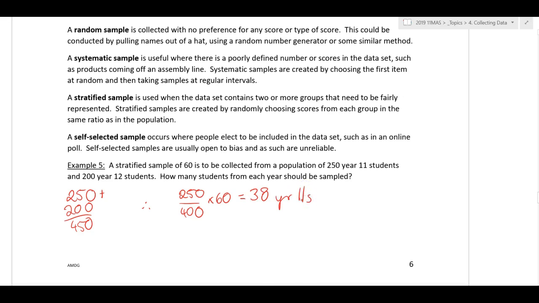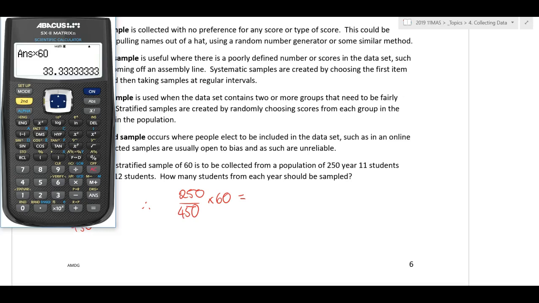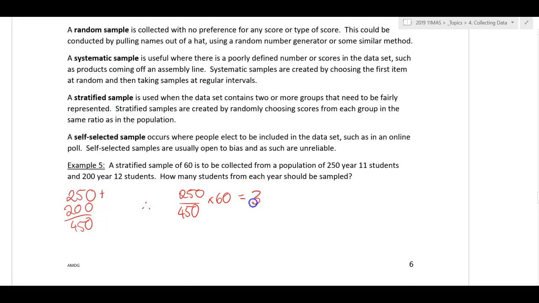And look, I could say 200 over 400, whoops, hang on. Sorry about that, people. It's over 450, not 400. That means I need 33.3. We're going to have to round that down to 33 Year 12s. Now, you might want to do a check by doing 200 over 450 times 60, and you should get an answer of 27 there. But I'm pretty confident here, and we want 27, just so it adds up to 60, 27 Year 12s. Okay, that's how we do a stratified sample.